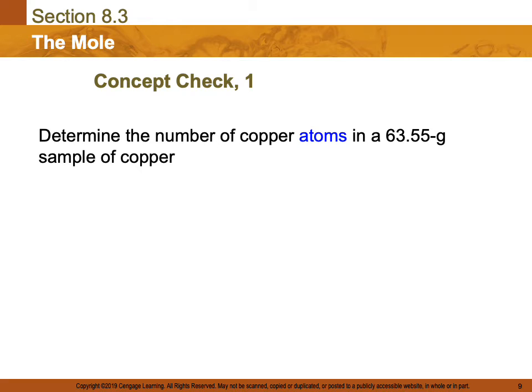We will now look at a few of the experimental examples or concept checks for this chapter. So the first concept check says, determine the number of copper atoms in a 63.55 gram sample of copper. 63.55 grams is the atomic mass of copper, which means that there is exactly 1 mole of copper atoms in a sample of 63.55 grams, since that is equal to the atomic mass. So a mole of copper, or 63.55 grams of copper, contains exactly 1 mole, which is 6.022 times 10 to the 23rd copper atoms.